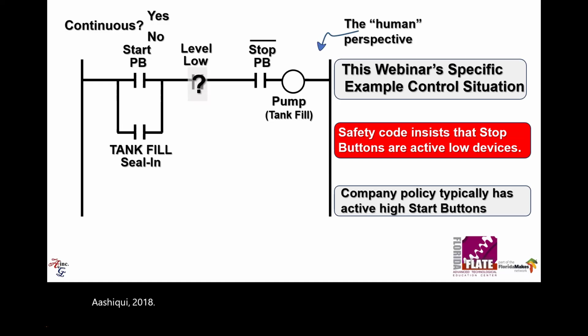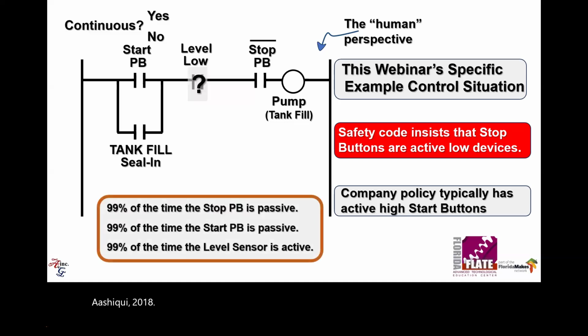This is the human view, right? The human view is of interest to you when you haven't given the idea to the computer, the PLC. And the PLC is a computer, right? But this does reflect something. 99% of the time, the stop button is passive. 99% of the time, the start button is passive. 99% of the time, the level sensor is active.